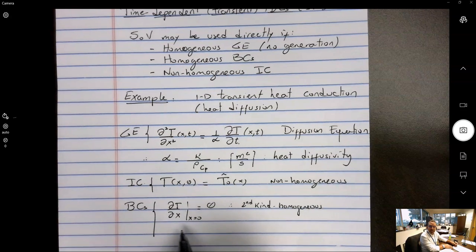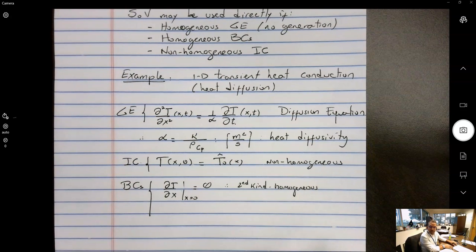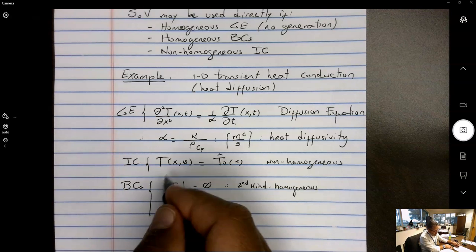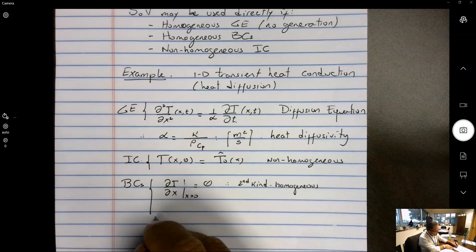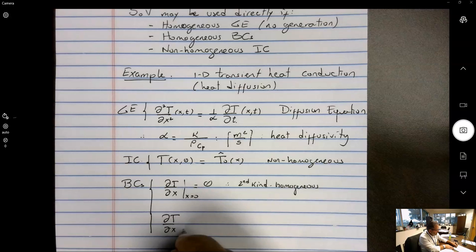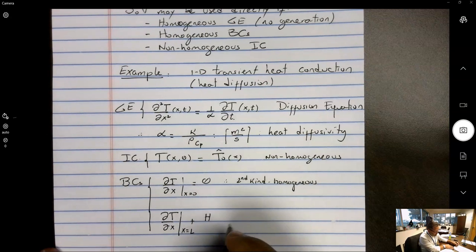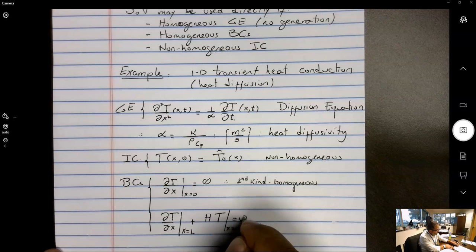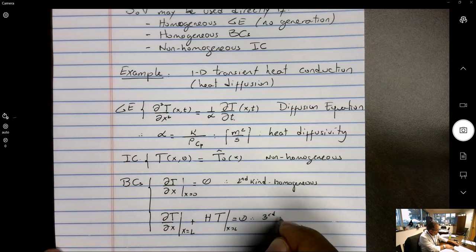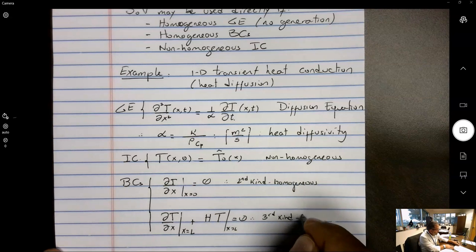It basically means that the field or the domain is insulated on the left-hand side at x equals 0. Q is equal to 0. That results into this. We already formulated how these boundary conditions work. And on the right-hand side, the dT/dx at x equal L plus h, which is a given coefficient, times T at x equal L is equal to 0. So this is a third kind, and it's also homogeneous.